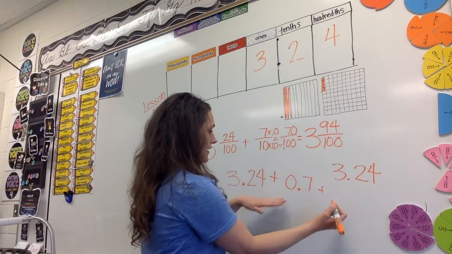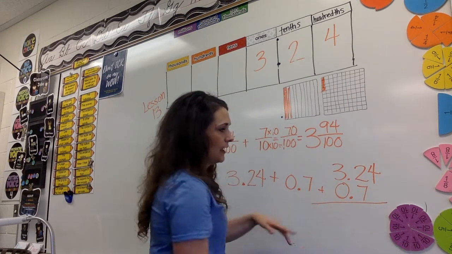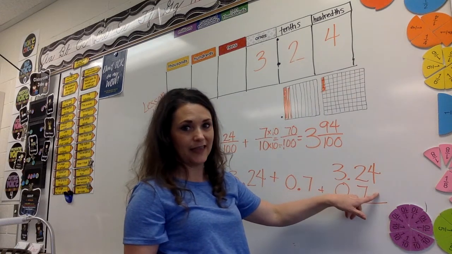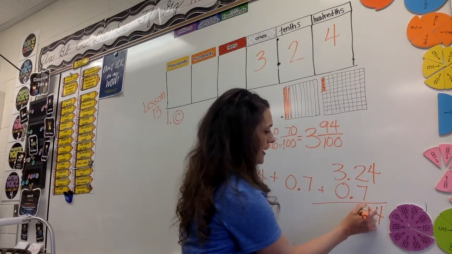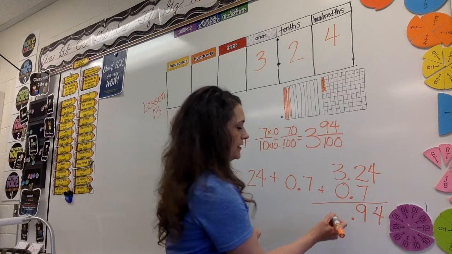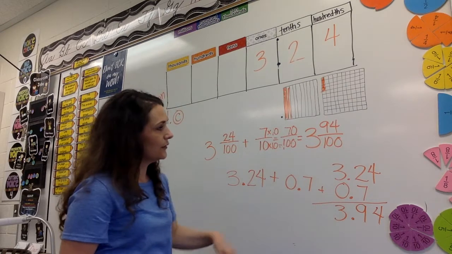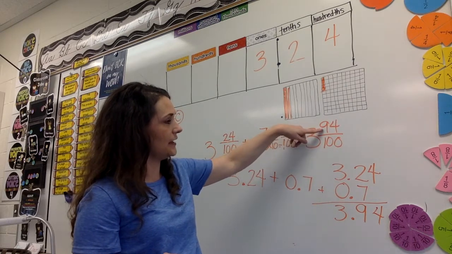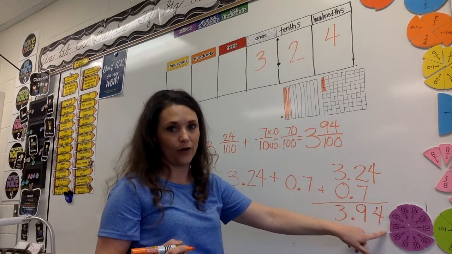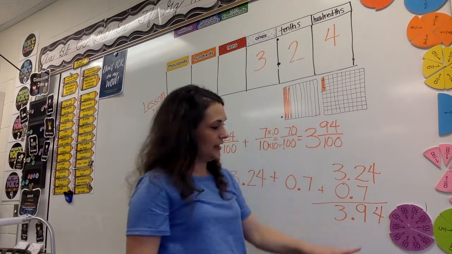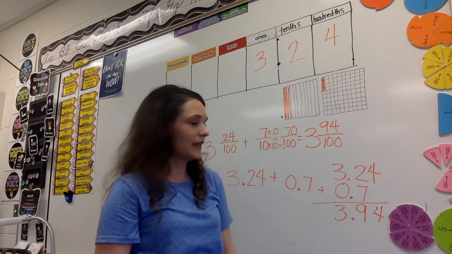Okay, so if we add 0.7, now I can see, okay, 4 plus nothing is going to be 4, and 2 plus 7 is going to be 9, and 3 wholes plus no other wholes is 3, so 3.94. So in a way, you can see how 3 and 94 hundredths is the same thing as having 3.94, because our 94 is ending right in that hundredths place. We have 94 hundredths. Kind of the same thing.